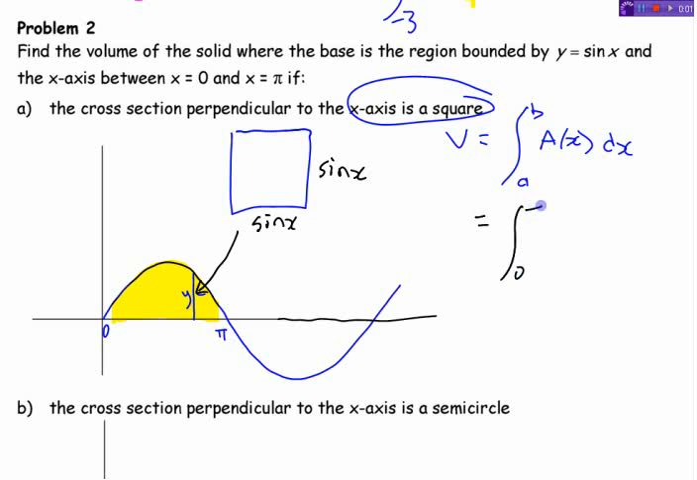So we want from 0 to pi. The area of the cross section is sine squared x dx. That one you're going to have to do on the calculator for yourself.